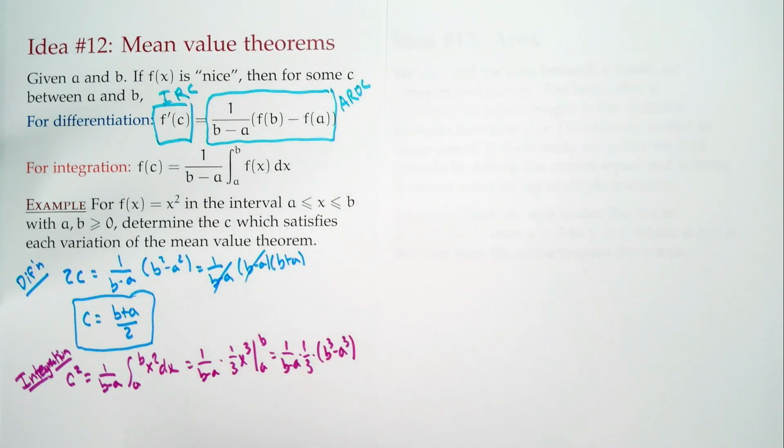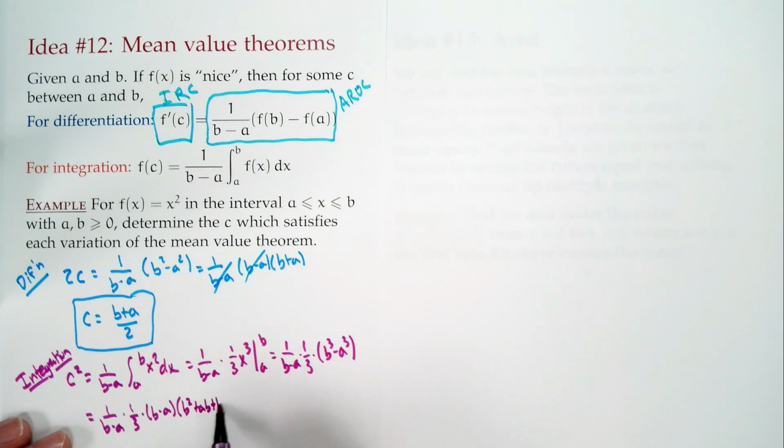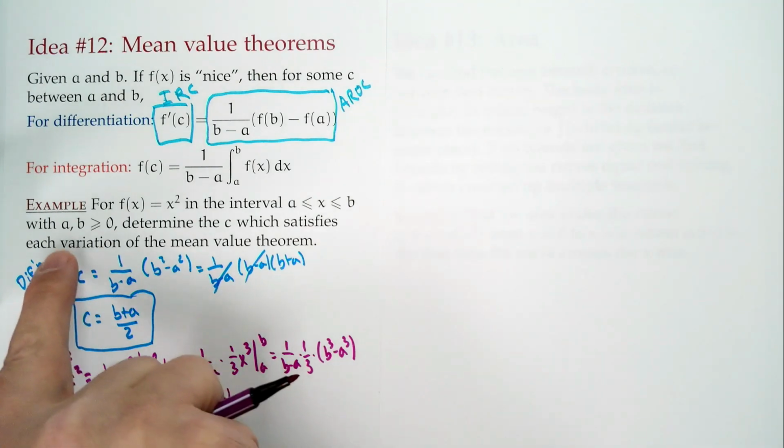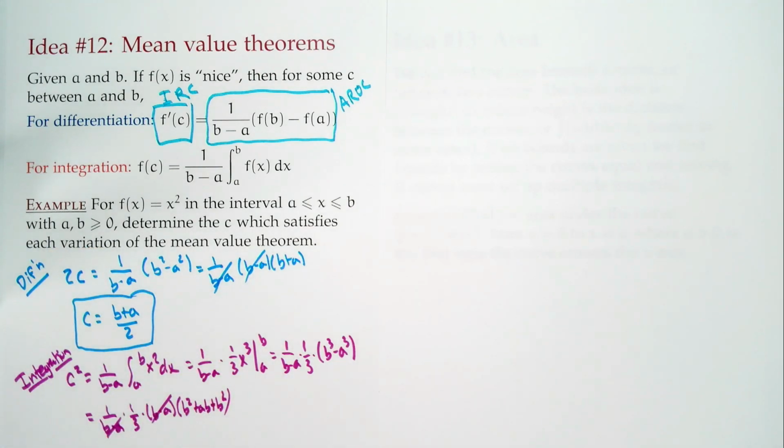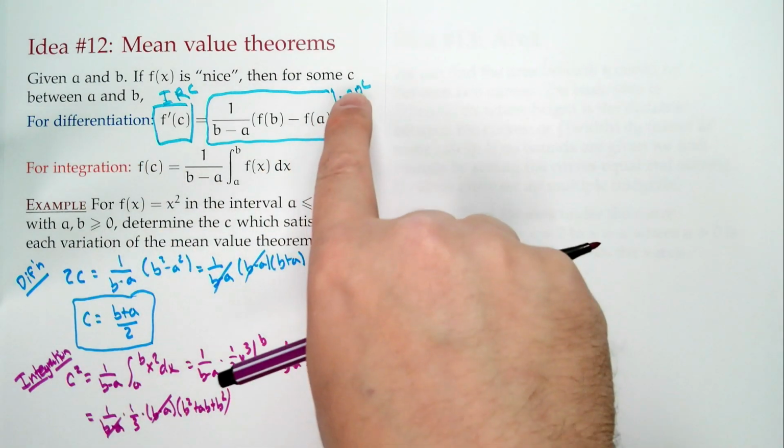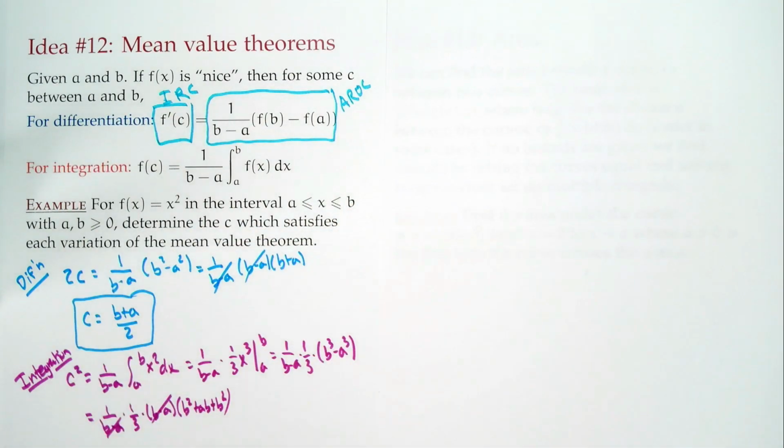Now b cubed minus a cubed, it turns out that's something which you can factor. It's just like b squared minus a squared factors. It factors as b minus a times b squared plus ab plus a squared. So the b minus a's cancel. And now we know that everything has to be positive, and the reason we know it has to be positive is because we are told a and b are positive. So when I solve for c, I better end up with a positive, because c has to be between a and b. That's what it says up at the top.